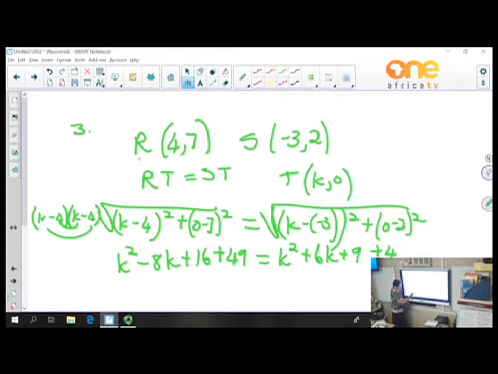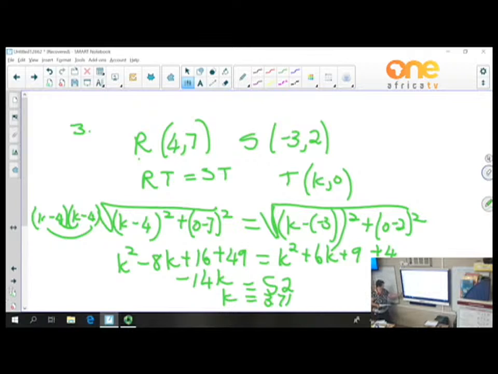So plus 6 minus 8 is minus 14K is equal to, and what is 16 plus 49 minus 9 plus 4? 16 plus 49, and then minus 13. 52. And what is then the value of K? 3.71. So this is asking a little bit more difficult, not just straightforward the length.